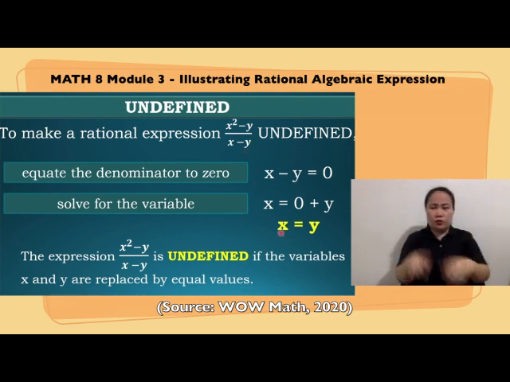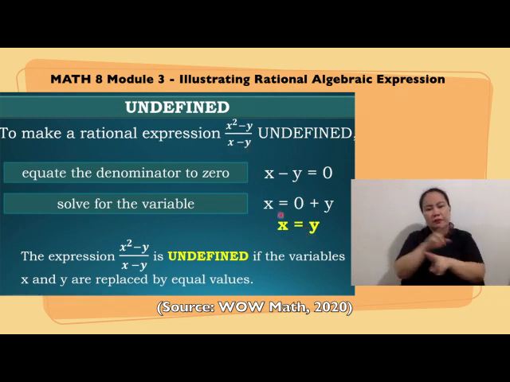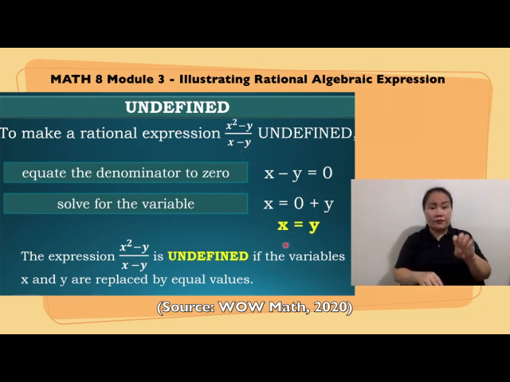Bakit? Let us try. If this is 2, so this is also 2. So 2 minus 2, that is 0. If this is 4 and this is also 4, so 4 minus 4, that is 0. So kapag ang value ng x at y mo ay equal values, that would make your expression undefined.